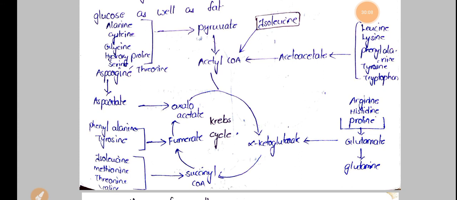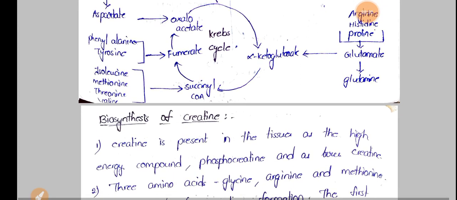On the other hand, here glycine, cysteine, alanine, hydroxyproline, serine, asparagine and threonine are glycogenic amino acids. Okay, so this is about ketogenic and glycogenic amino acids.